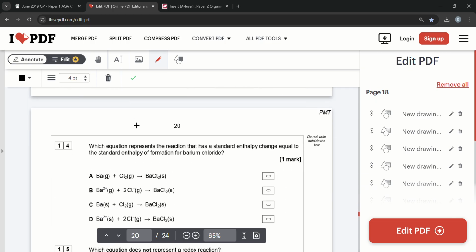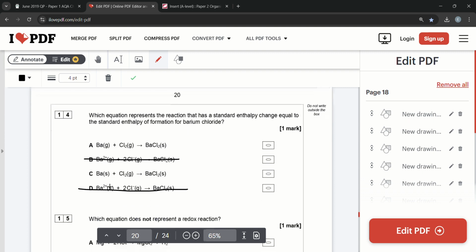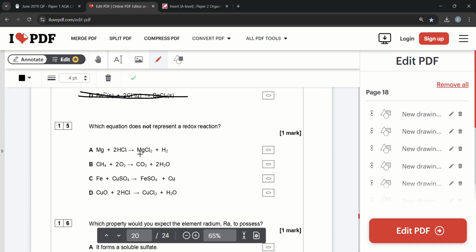Which equation represents the reaction as a standard enthalpy change equal to standard enthalpy of formation for barium chloride? It obviously can't be the ions, because the definition of standard enthalpy of formation uses elements in their standard states, not ions. And barium is not in its gaseous state, it's a metal, solid, so therefore the answer is going to be C.